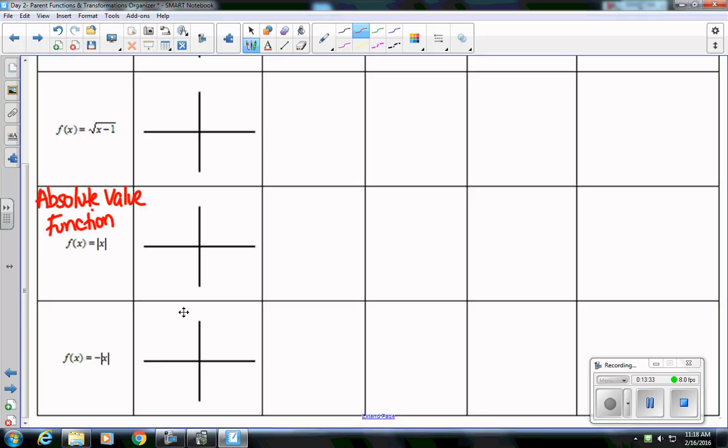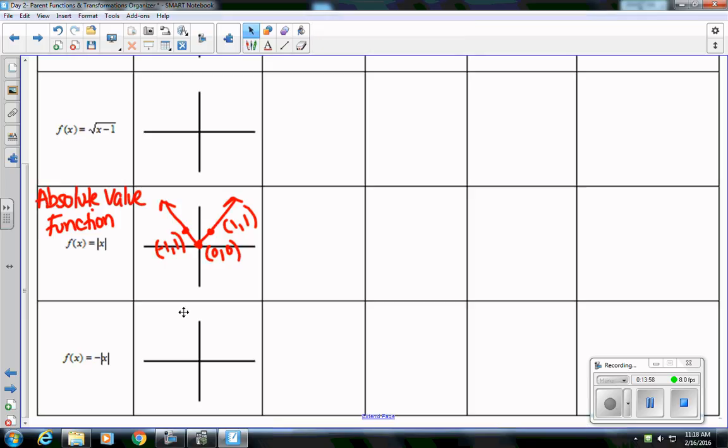And once again, it's our parent function because there are no transformations occurring. If you remember, absolute value forms the V shape on our graph. It passes through the points (0, 0), (1, 1), and (-1, 1).